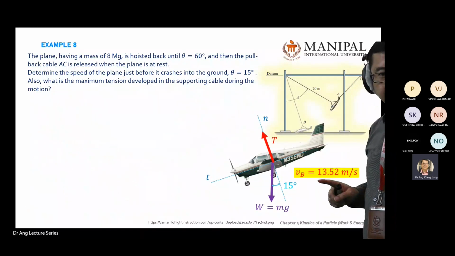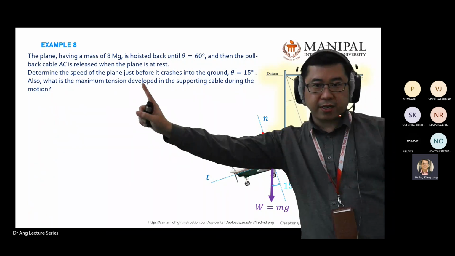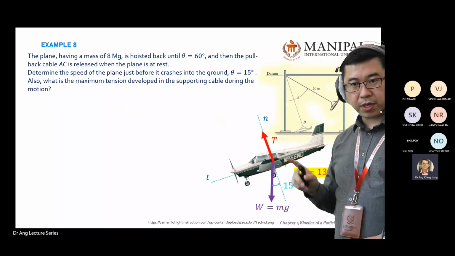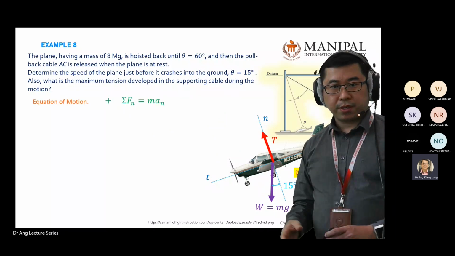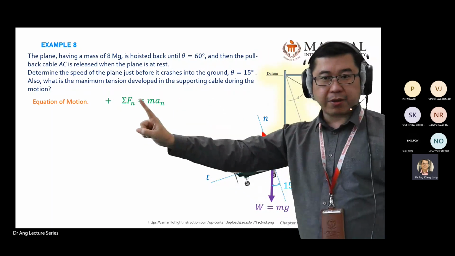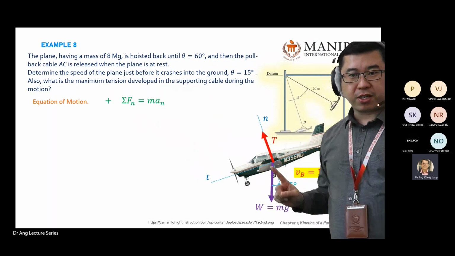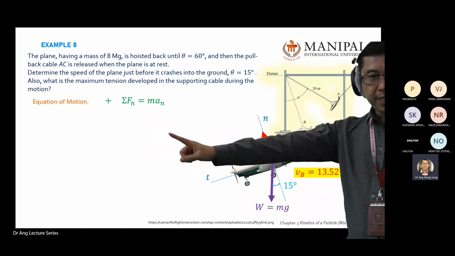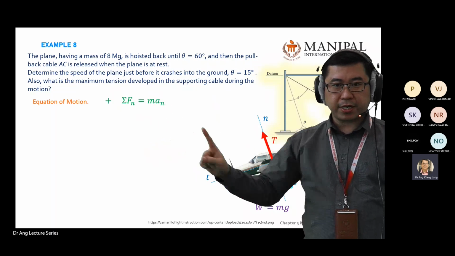All right, and you have your VB as your answer that you need to substitute to find the maximum tension developed during the motion. We need to find the T. So we call the equation of motion, F equal to ma. In this case, tension is in the normal direction, so we look at the normal direction. All the force in the normal direction equals mass multiplied by acceleration in the normal direction.